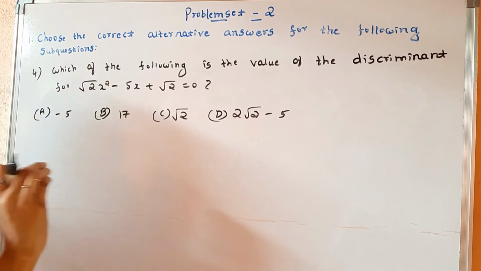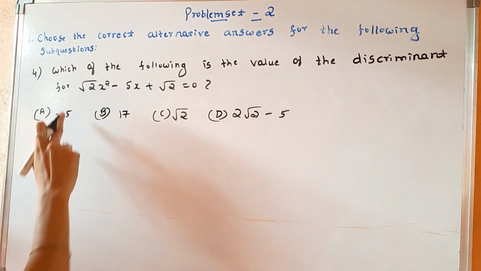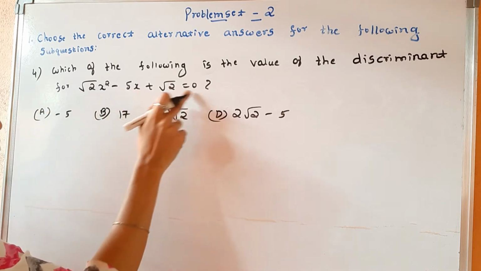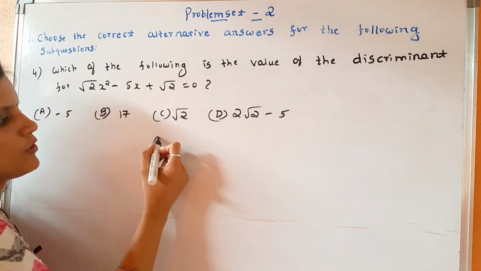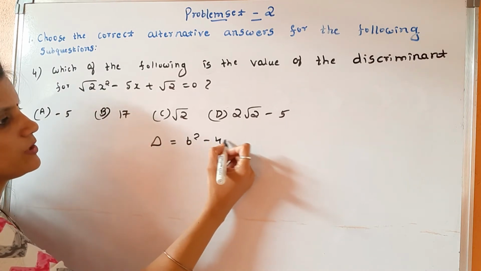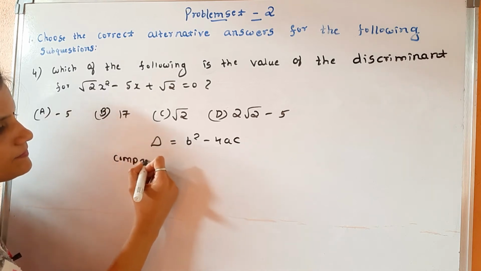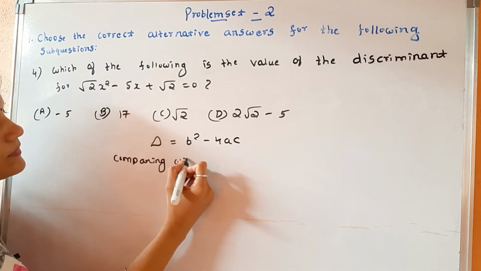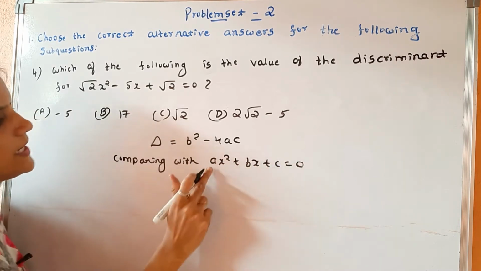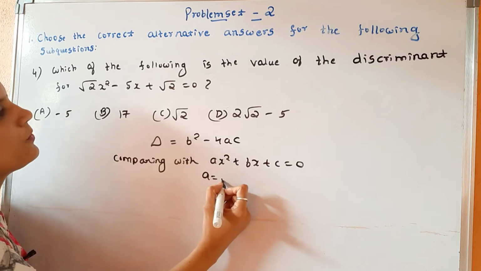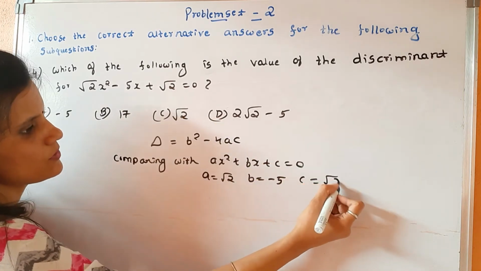Our next question, question number 4, my dear students. Which of the following is the value of the discriminant for root 2x square minus 5x plus root 2 is equal to 0? Very simply, you all know how to find out a discriminant. You will use the formula delta is equal to b square minus 4ac. First we have to compare here. Comparing with ax square plus bx plus c is equal to 0, what is our a? A is equal to root 2, b is equal to minus 5, and c is equal to root 2.